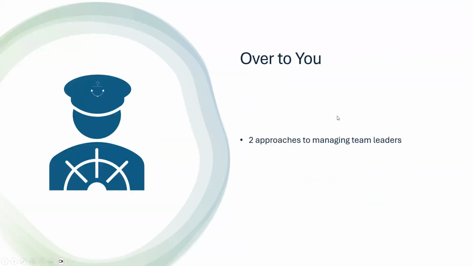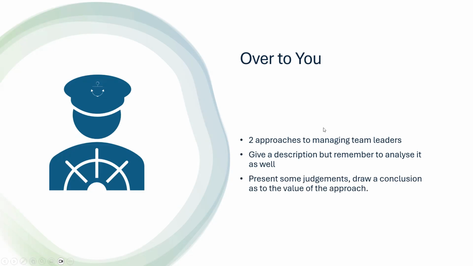So over to you, really. Two approaches to managing team leaders. I've given two examples. You don't have to use those. You could use anything that you've used or observed or been part of. Give a description, but remember to analyze it as well. Just breaking it down, looking at why it's important and any pros and cons would be great. Present some judgments, draw a conclusion as to the value of the approach. So what do you think? Does it add value? Would you use it? What would your stipulations be? So again, like 360 feedback there works really well, but it just needs to be really carefully positioned.